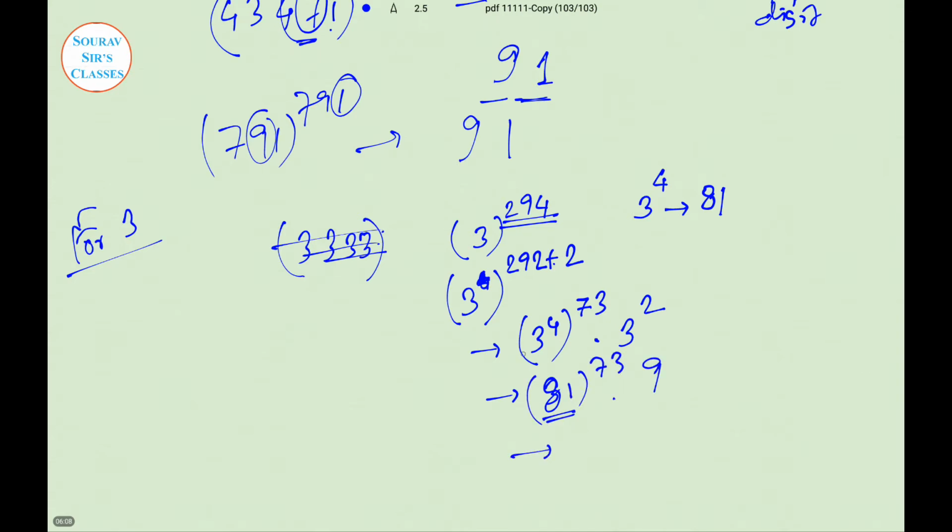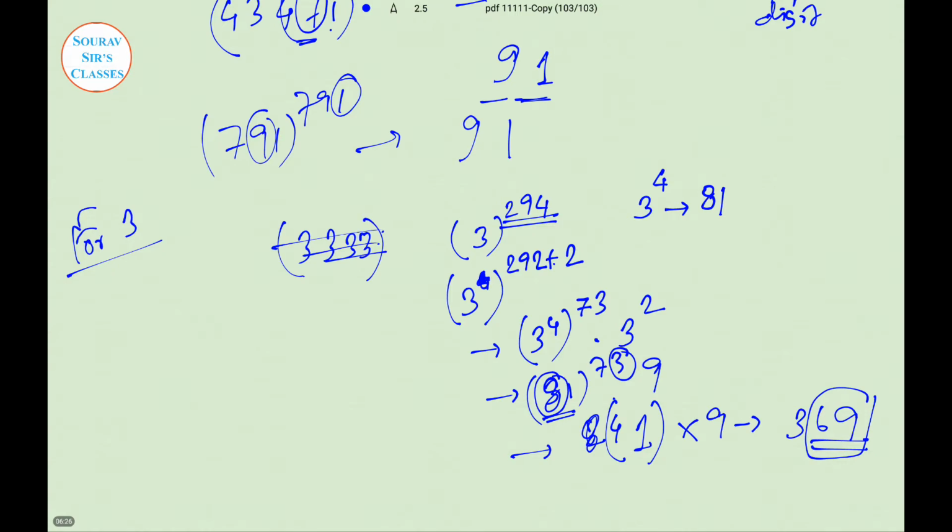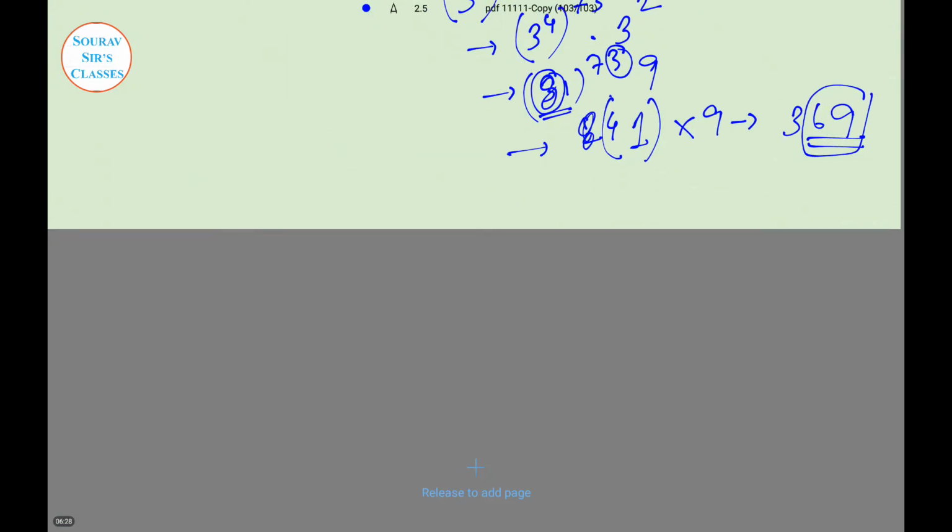So now 81 follows our old formula 1, and this is 3 8s are 24. So we just concentrate on 41 into 9. Multiply it again. 9 1s are 9, 4 9s are 36. So the ultimate last 2 digits are 69 in this case. That's it. So 69 will be the last 2 digits.